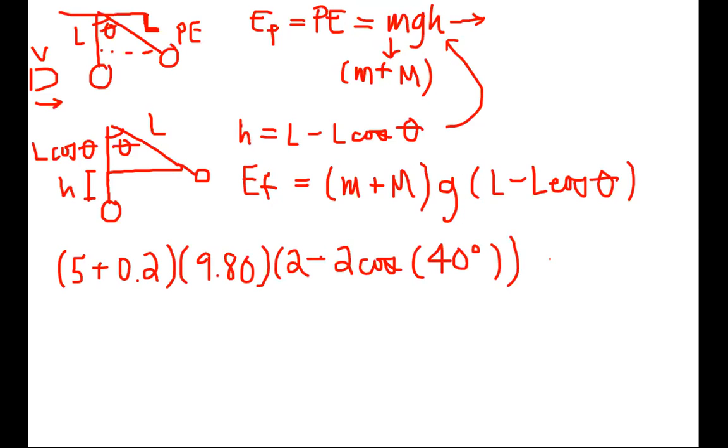So this would give us a value of about 23.845 joules. So at the final point in the system, it has about 23.845 joules of energy. And that is all potential energy, because at the final point of its swing, it will no longer be moving. It doesn't have any velocity, so it will all be potential.